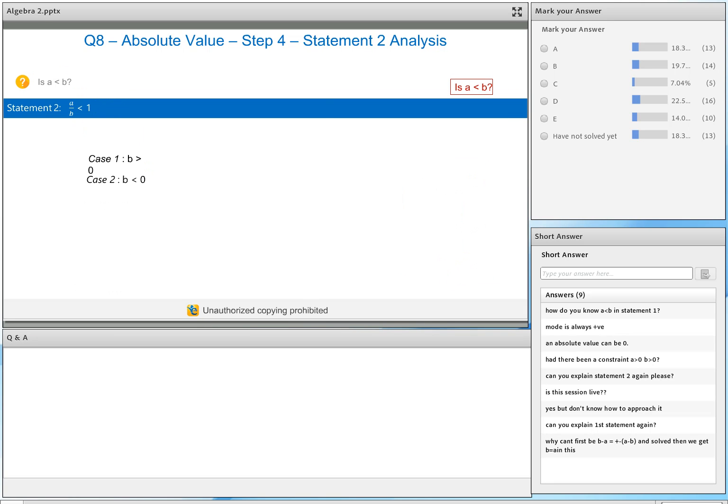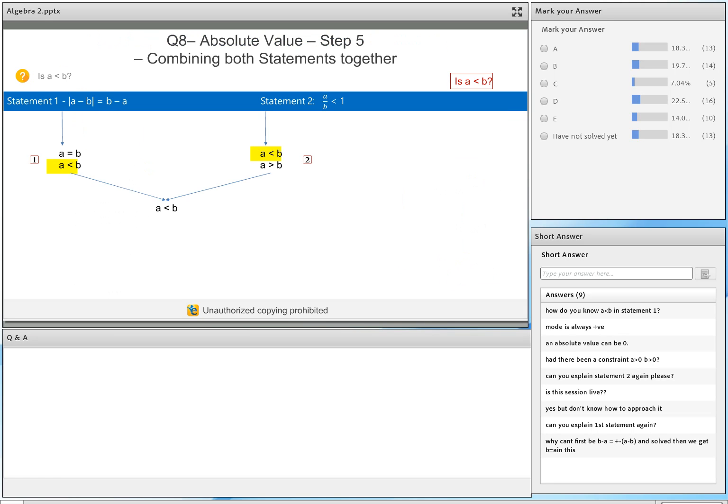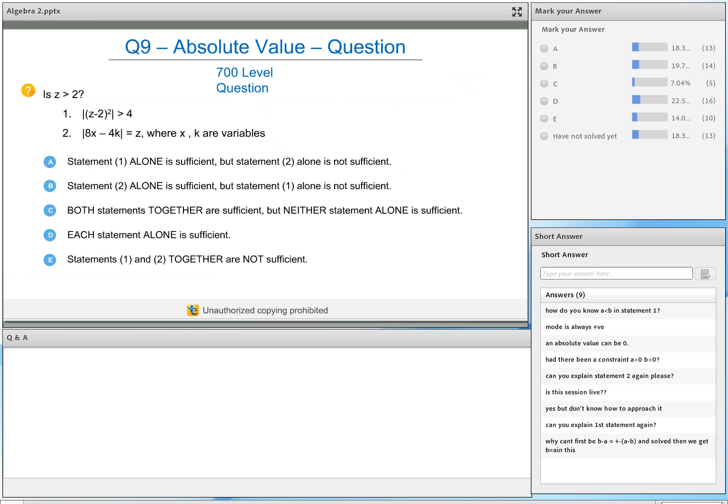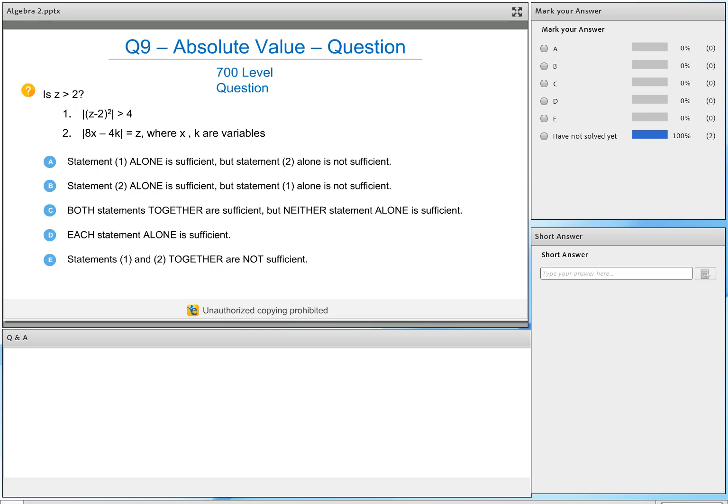All right, so now let's move on to our next question, the last question in this session. Again, a similar type of question. I want you to keep the learnings from the previous question intact so that you can attempt this question in the right manner as well. All right, go ahead.